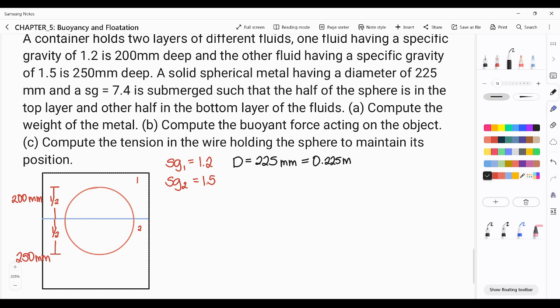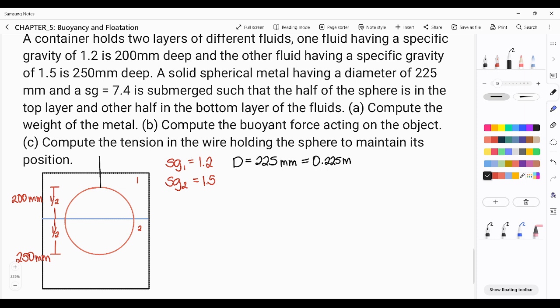Compute the weight of the metal. Next is compute the buoyant force acting on the object. And C, compute the tension in the wire. So, meron tayong tension dito sa wire, holding the sphere to maintain its position.